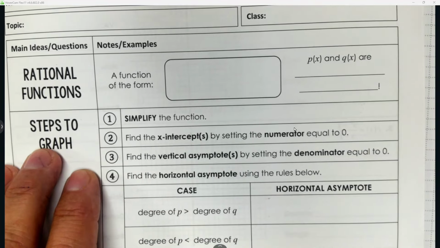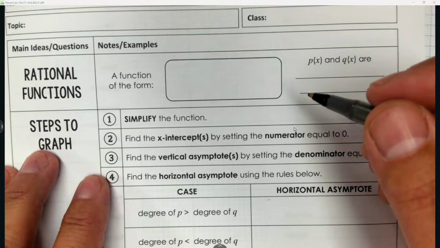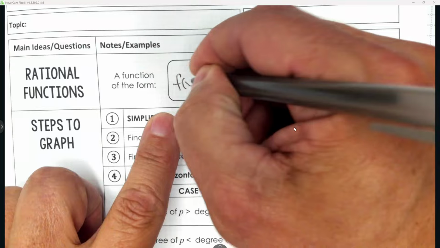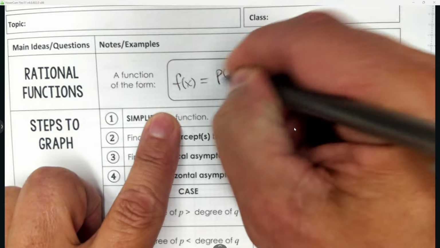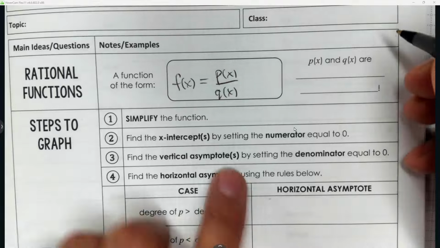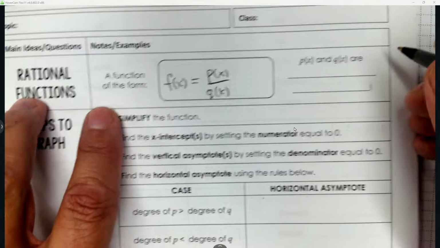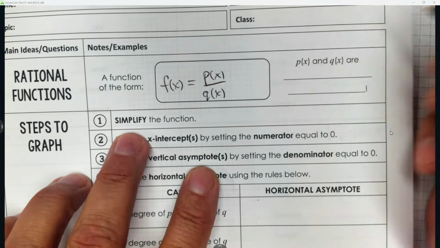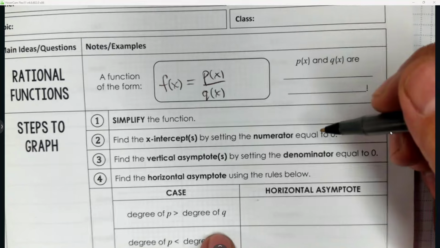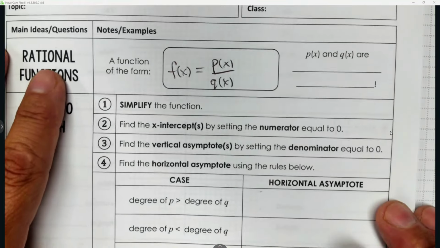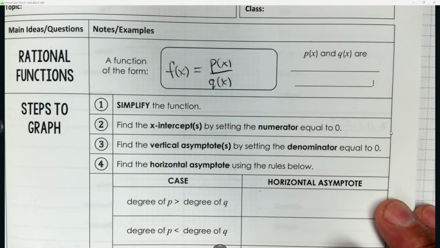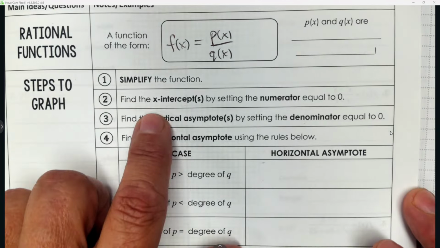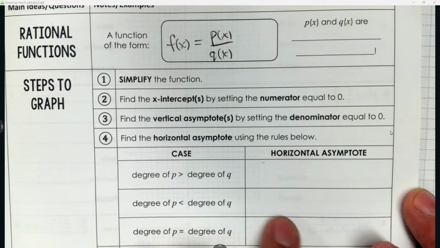All right, here's a lesson on graphing rational functions. So a rational function is in this form, where p of x and q of x are the numerator and denominator. All right, so what are some steps we're going to do to graph this? And so you can see steps of simplifying, intercepts, asymptotes, and so on.